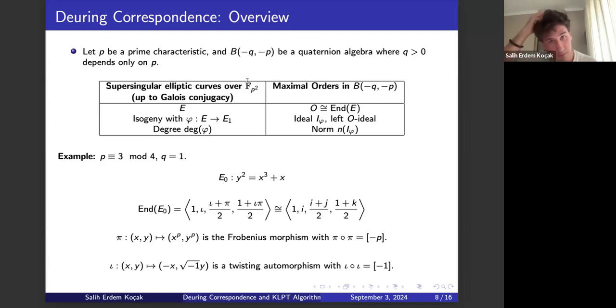This is the first, generic Deuring correspondence, and it is also possible to come up with several other formulations of it, which are going to be very relevant for us. Here we can look at an example. This is our curve, and the prime that we are working on satisfies these relations. The endomorphism ring of this curve looks like this. Here, i is the twisting automorphism and pi is the Frobenius morphism. It's possible to prove that this endomorphism ring is isomorphic to this, and it's a maximal order in a quaternion algebra.